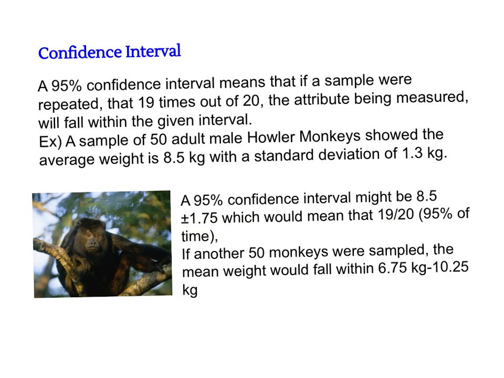So now let's talk about confidence intervals. Remember we said that a 95% confidence interval means that if a sample were repeated, 19 times out of 20, the attribute being measured will fall within a given interval.